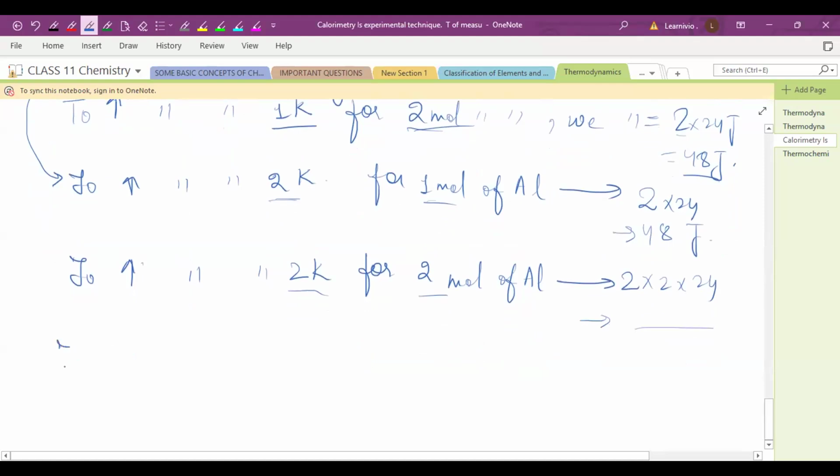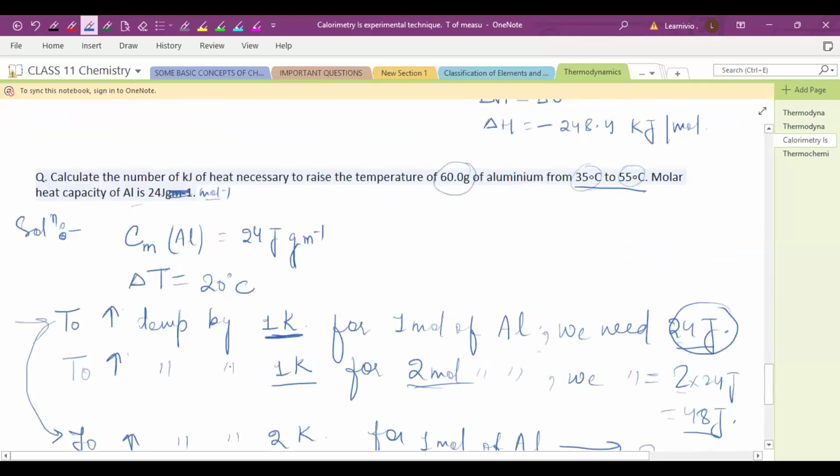Okay, so basically what am I trying to explain? Now you will tell me, to increase the temperature by 20 degrees Celsius, 20 degrees Celsius is equal to how many Kelvin? How will you convert this degree Celsius to Kelvin? Ma'am, Celsius to Kelvin.